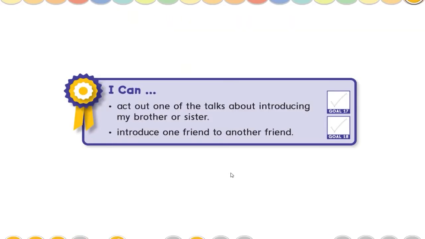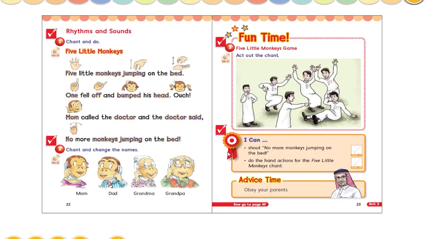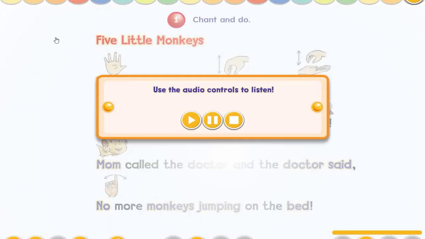أستطيع القيام بالتالي. Act out one of the talks about introducing my brother or sister. أنا أقوم بالتعريف على أخي أو أختي. Introduce one friend to another. أعرف صديقا لصديق آخر. Rhythms and sounds.